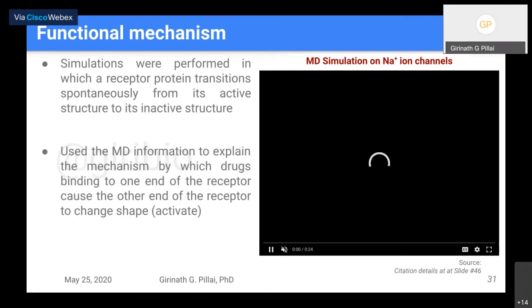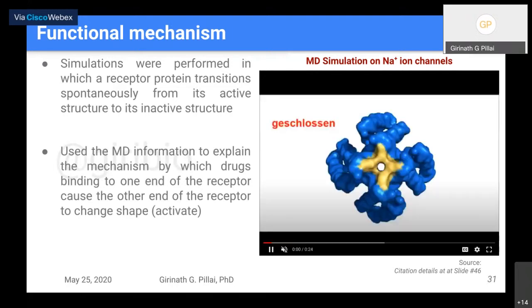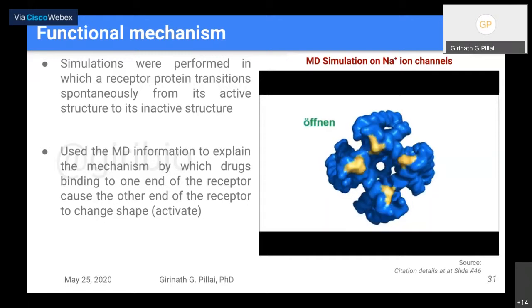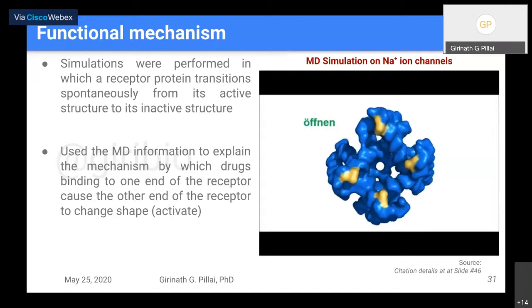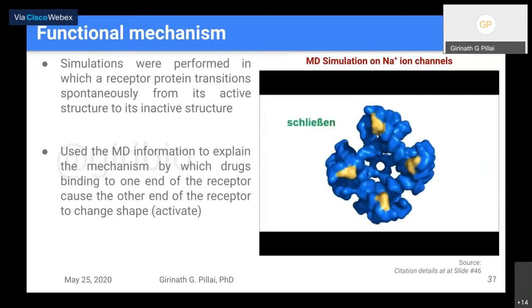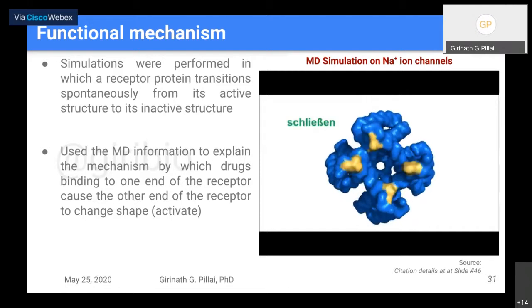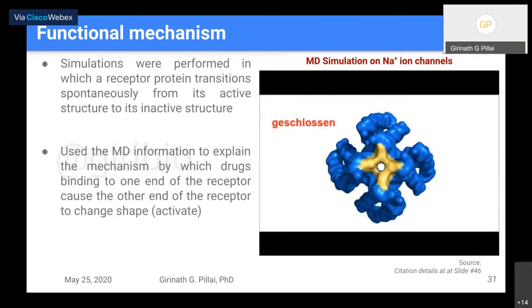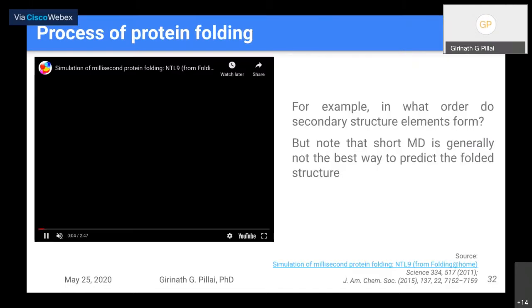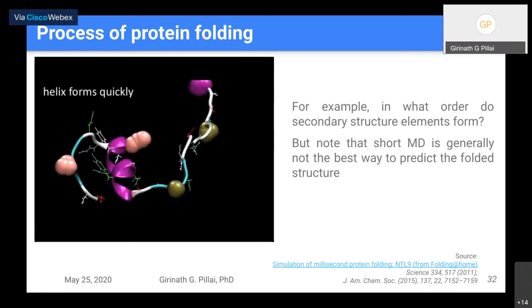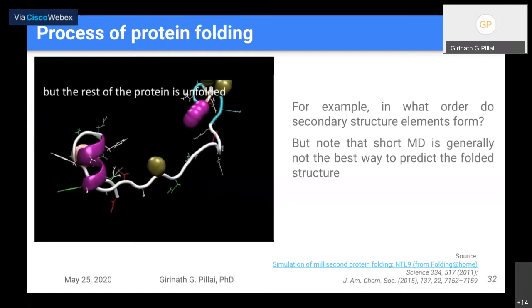Then coming to functional mechanism, simulations were performed in which a receptor protein transitions spontaneously from its active structure to its inactive structure, like a conformational analysis, and MD information was then used to explain the mechanism by which a drug binds to one end of the receptor and causes the other end of the receptor to change shape, which activates it. This video shows the simulation on sodium ion channels, so you can see the conformational changes. Then the process of protein folding, for example: in what order do secondary structure elements form? Note that short MD is generally not the best way to predict the folded structure.